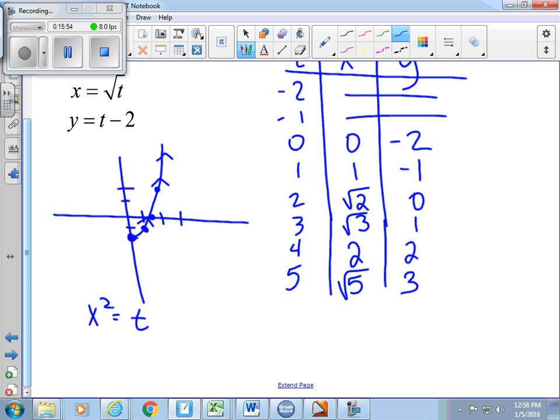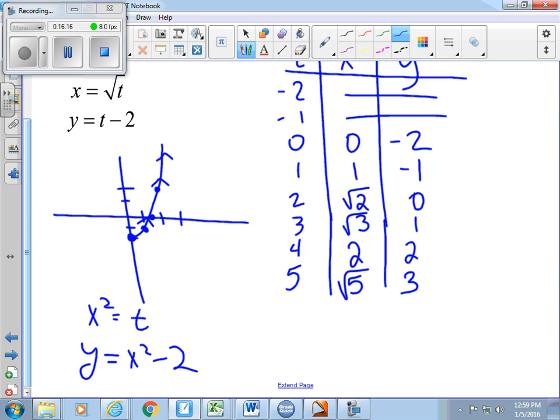And so y would then be... does that appear to look like x squared minus 2? That's parametric equations. One of the most common applications of parametric equations is projectile motion.